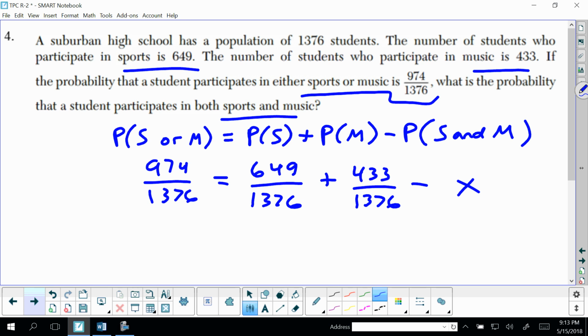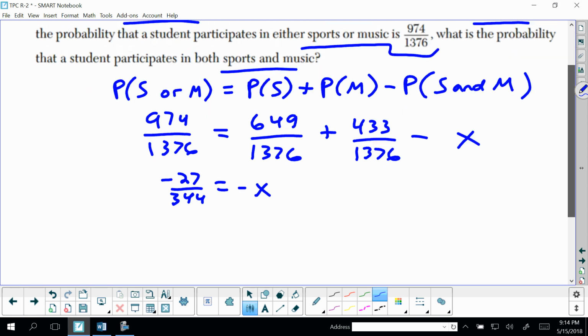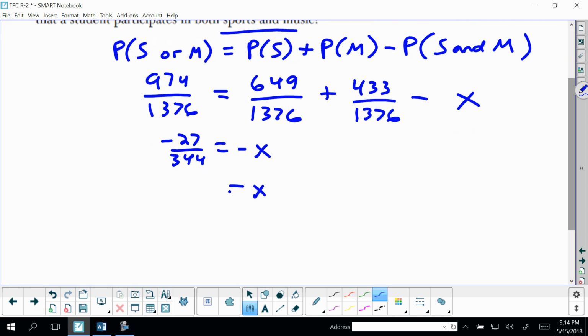So if we get x by itself, we could subtract those two things over. And when you put that in the calculator, you'd either have negative 108 over 1376, or the reduced form would be negative 27 over 344. And that would still be equal to negative x. So we'd have to divide both sides by negative 1, and we get x is 27 over 344.